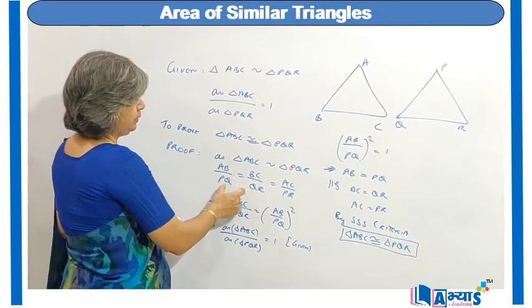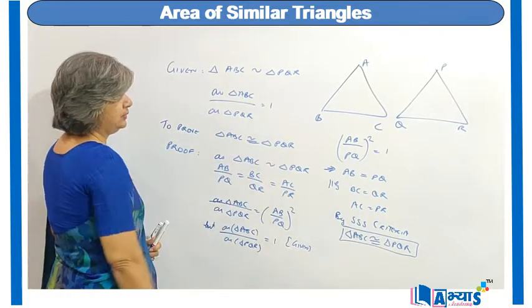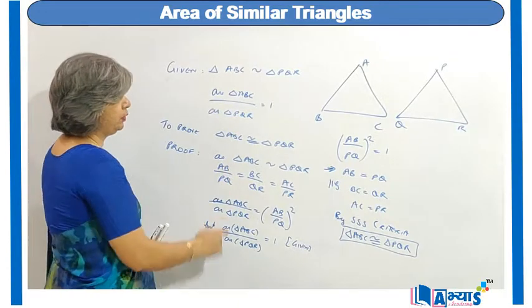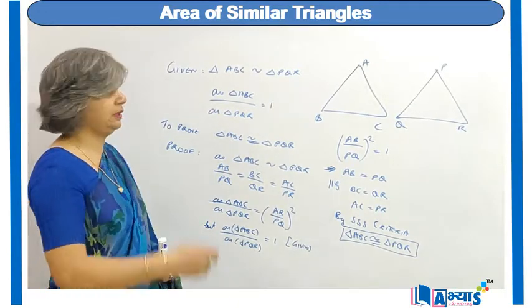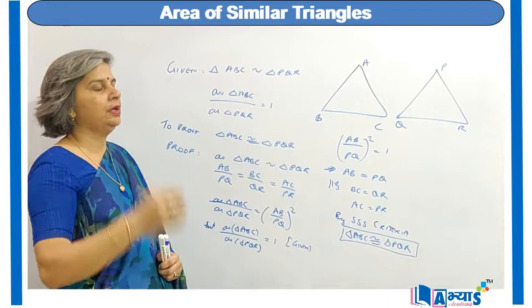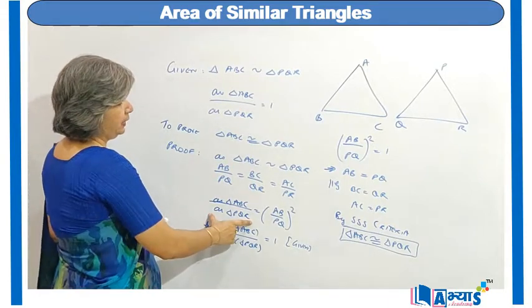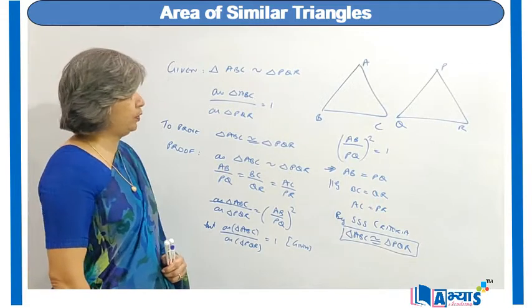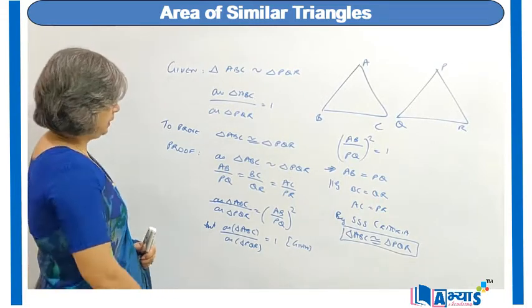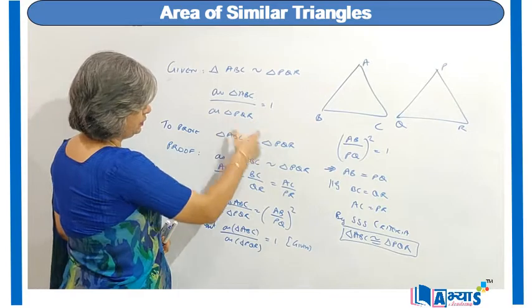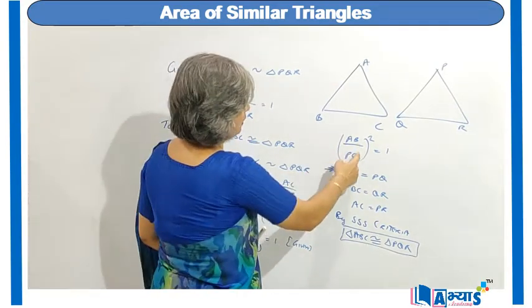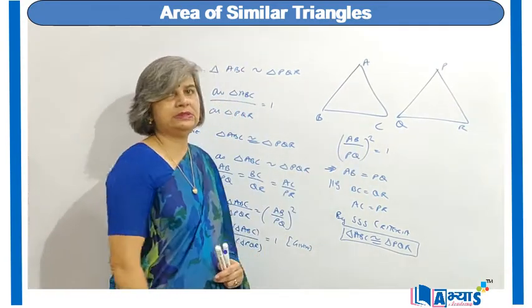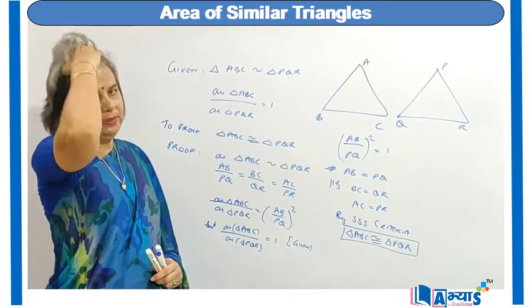So as the two triangles are similar, the ratios are AB upon PQ is equal to BC upon QR is equal to AC upon PR. And we know that the area of triangle ABC upon area of triangle PQR will be equal to AB upon PQ whole square. But we are given that it is equal to 1. So AB upon PQ whole square is equal to 1. This implies AB is equal to PQ.